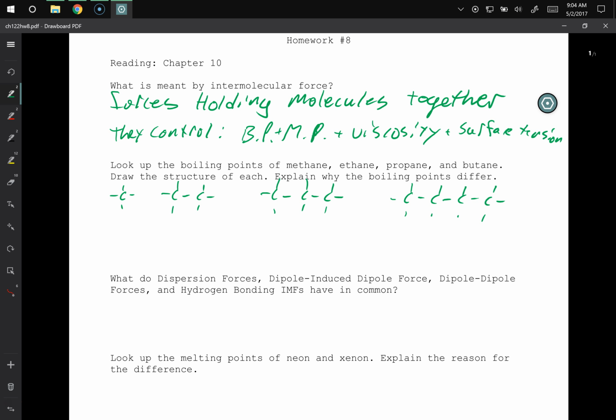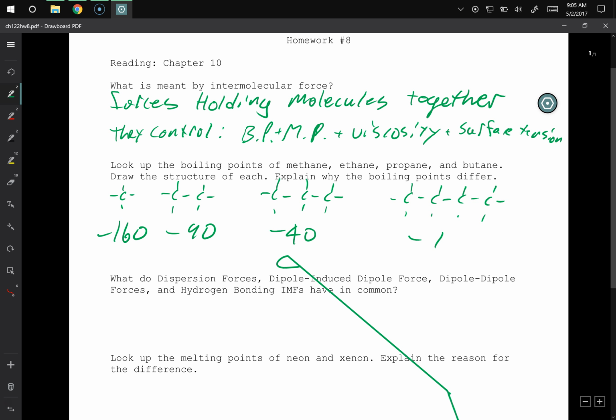What do we have for boiling points for the methane? Looks like about negative 160, negative 90-ish, negative 40-ish, negative 1-ish. Okay. And these are all in degrees Celsius. So can you explain why the boiling points go up?